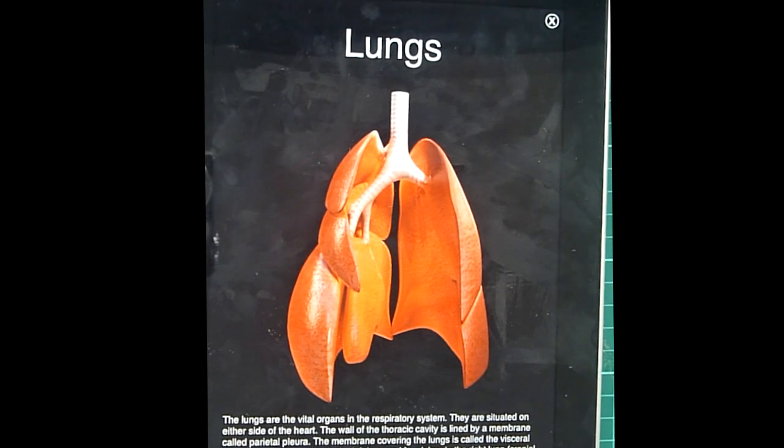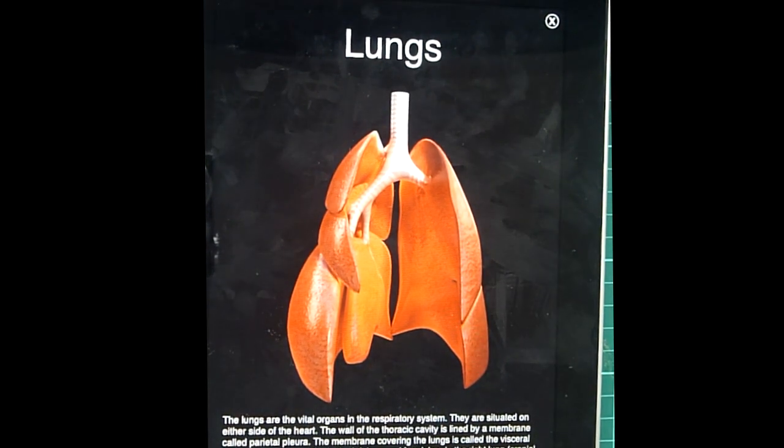The lungs are the vital organs in the respiratory system. They are situated on either side of the heart. The wall of the thoracic cavity is lined by a membrane called parietal pleura. The membrane covering the lungs is called the visceral pleura.